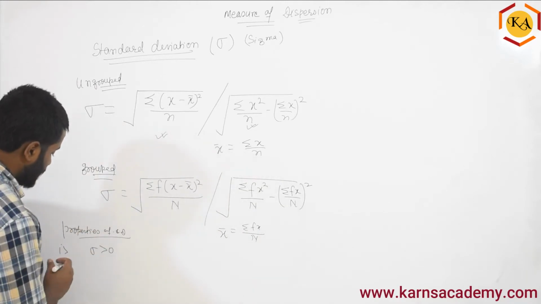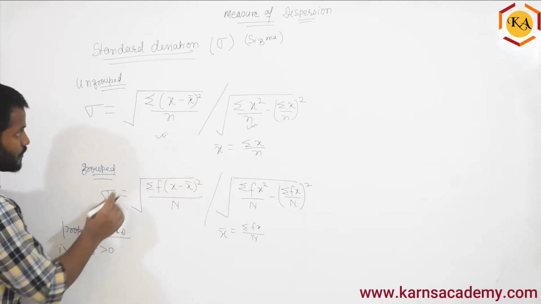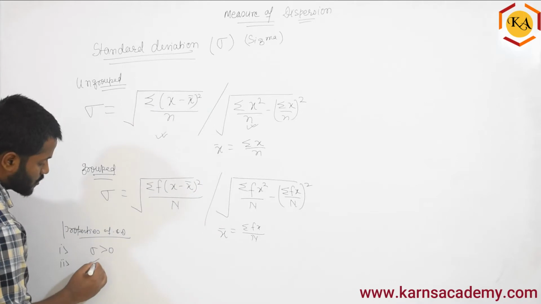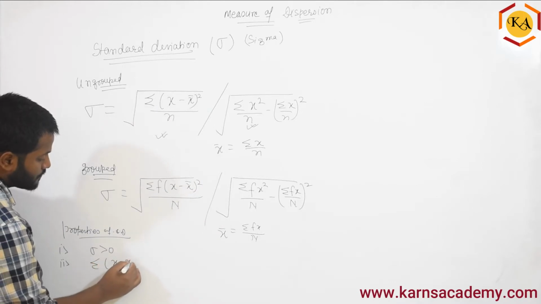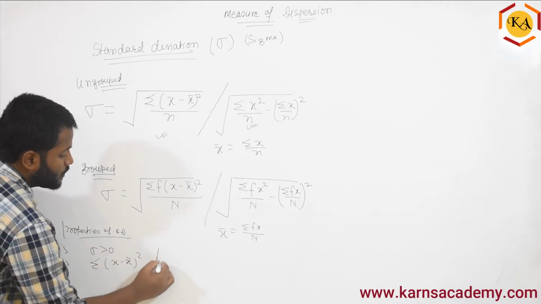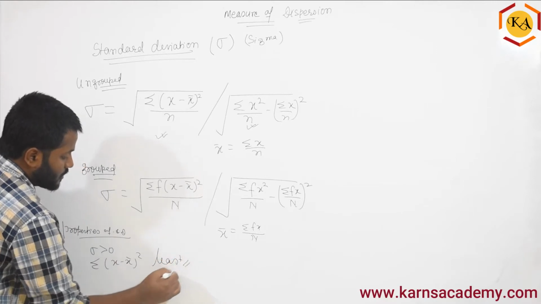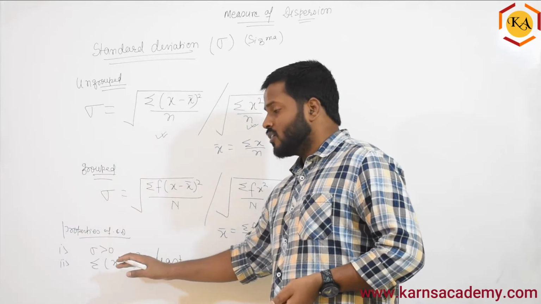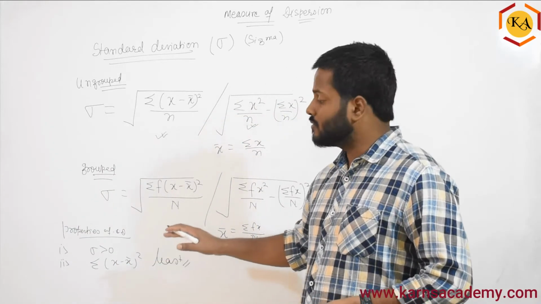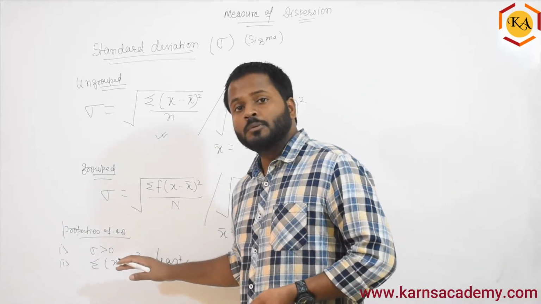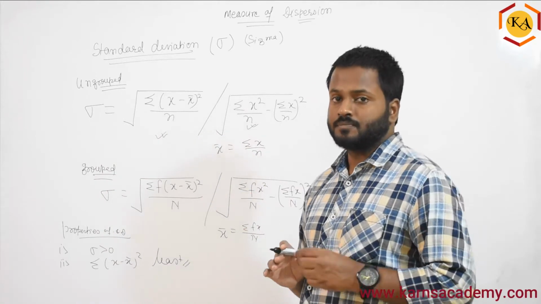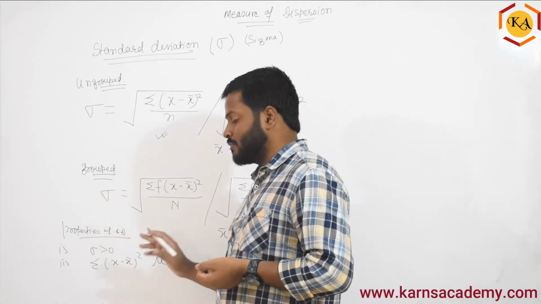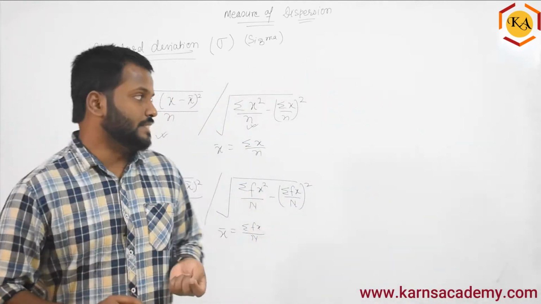The second property says that if you find summation (x minus x bar) whole square, your value will be least. Summation (x minus x bar) square is nothing but the square of the deviation. The sum of squares of deviations from the mean is always the least.